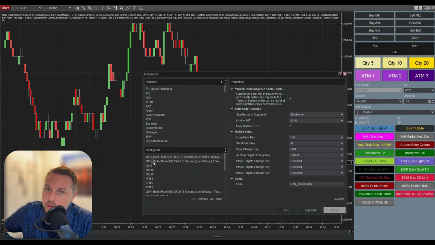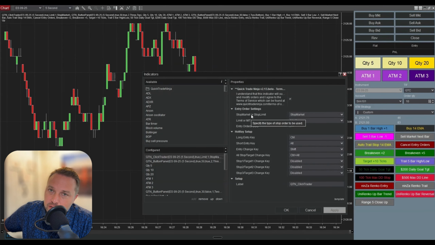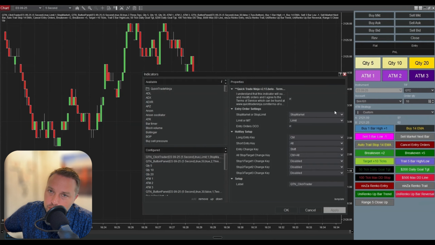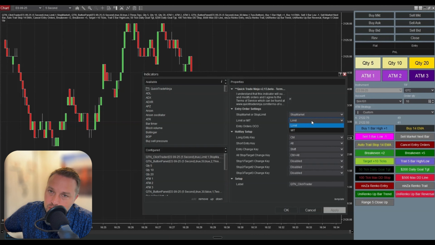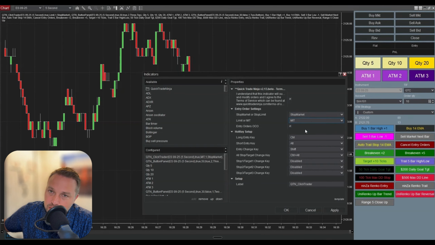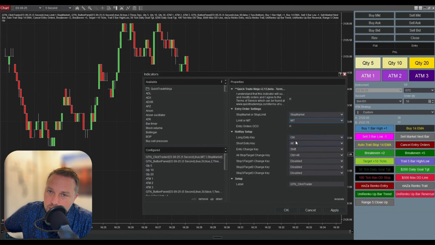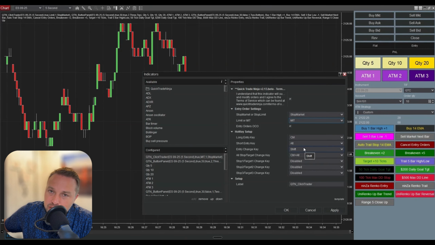Using QuickTrade Ninja, if you open up the QuickTrader, we now have a new option of limit or MIT. So you have two settings here. For stop orders, you can choose between stop market and stop limit. And for limit and MIT, you can choose between limit or MIT. So I'm going to choose MIT for this example. And I have my long and short entry keys as Control and Alt and my entry change key as Shift.